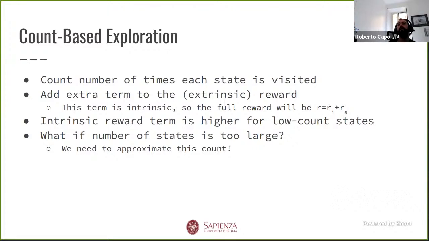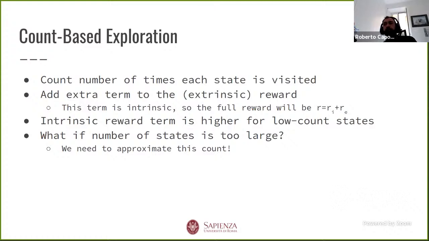So now we get to something completely different, which is count-based exploration. So instead of going random, and entropy is still considering basically the random aspect of our policy, we now inject some prior knowledge in this exploration methodology. So the easiest idea that you could come up with is the following. You count the number of times each state is visited. And based on that, you add an extra term to the reward.